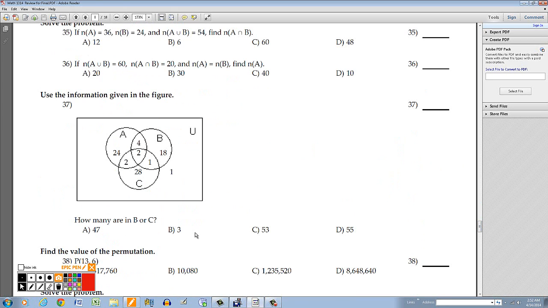Use the information given in the figure. How many are in B or C? B or C includes everything in B together with everything in C.